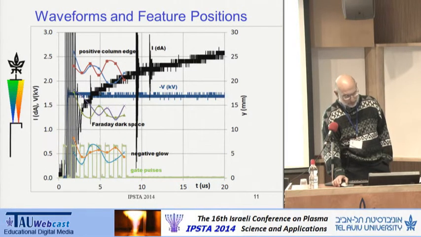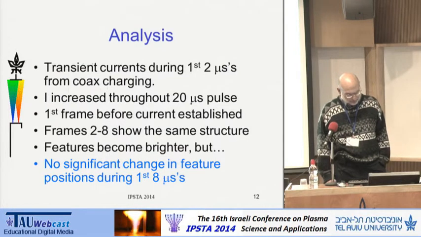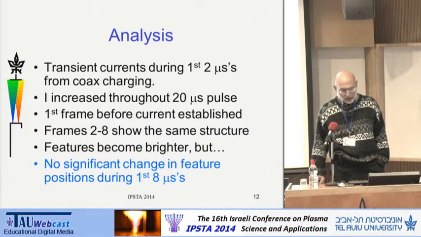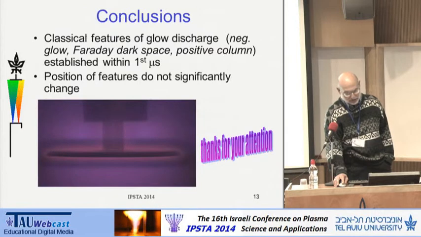And during this period of time, there's some transient currents due to charging of the coaxial cable, but after this dies down, we see that the current is increasing. Despite the fact that the current is increasing during the duration of the pulse, the location of these features was basically the same. There was basically no significant change in the features during the first 8 microseconds of this discharge in terms of their location. Only in their brightness, but not in their location.